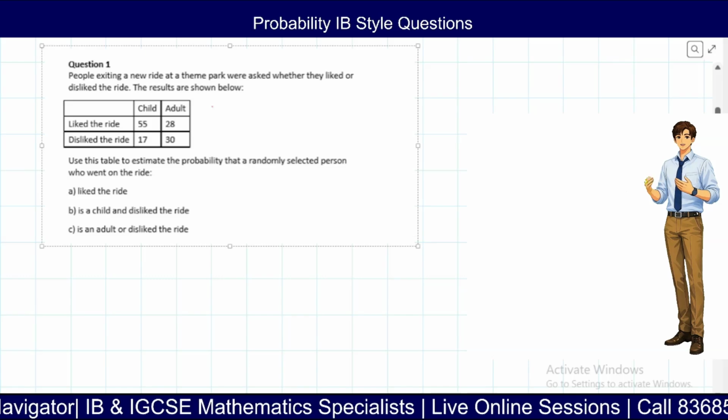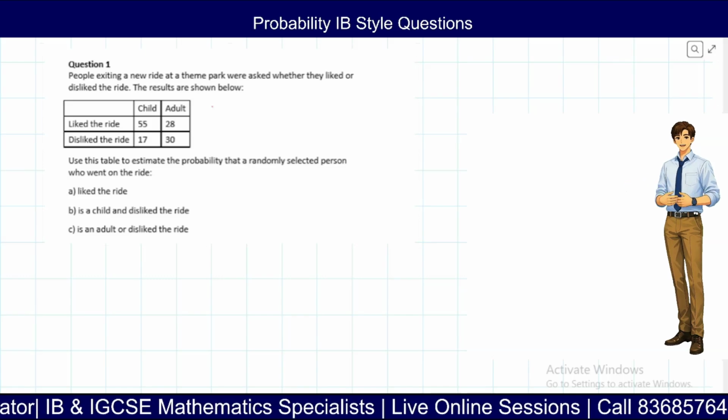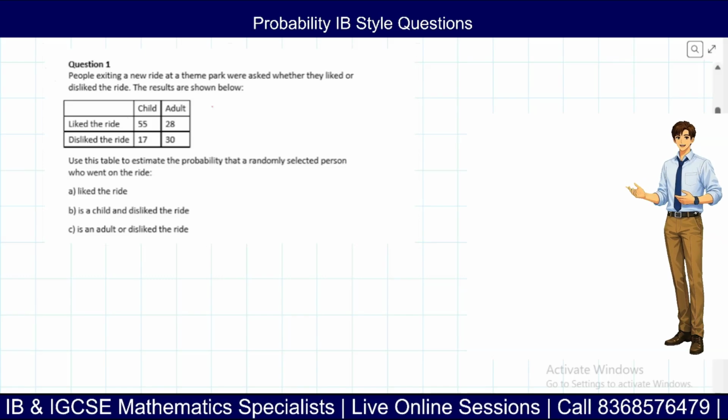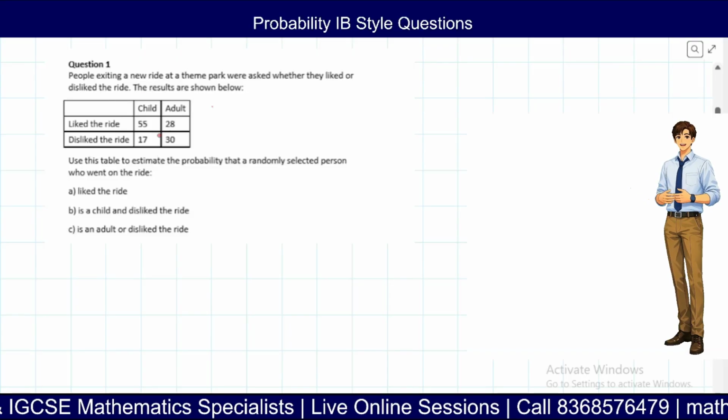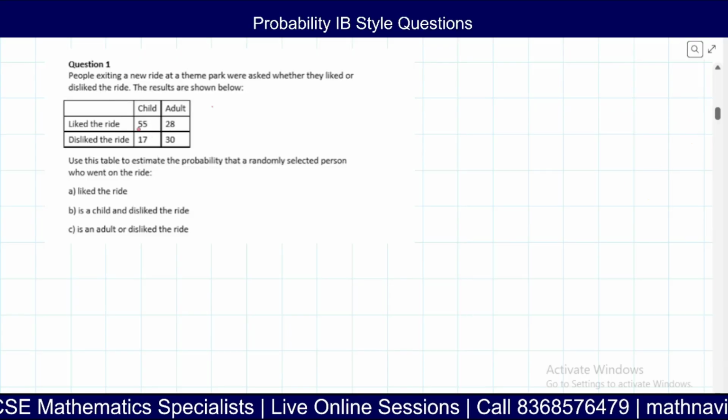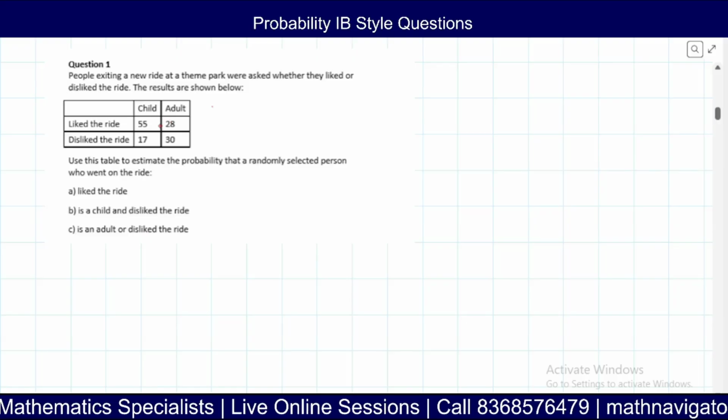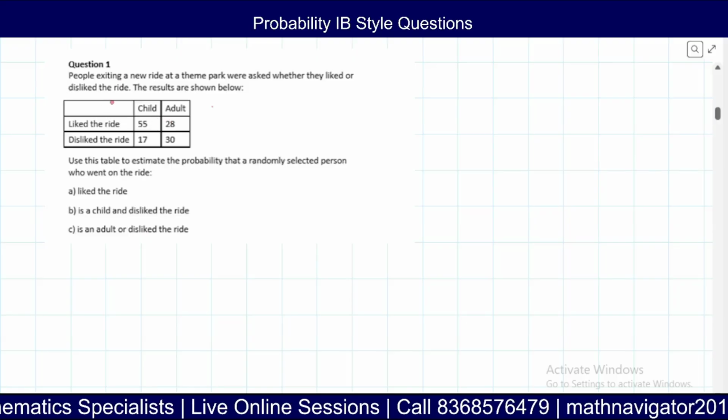Let's do this question and see what it is saying. As we have already discussed, there are three ways of doing this: one is probability, one is the two-way table and tree diagram, and the Venn diagram. So let's see what the question is saying.